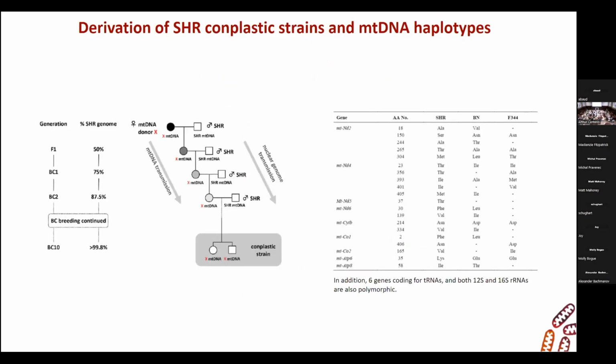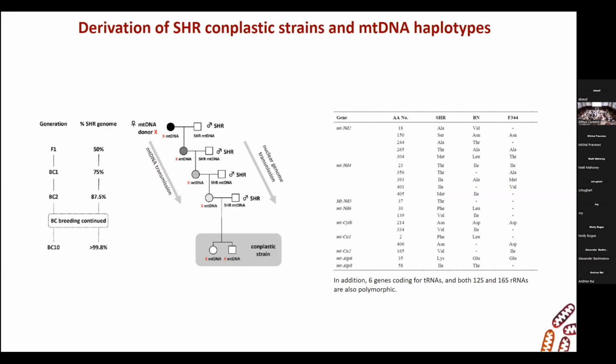This slide shows the derivation of SHR conplastic strains. Since mitochondrial DNA is inherited maternally, female offspring are always crossed to males of the SHR recipient strain in each generation to ensure transfer of the donor strain mitochondrial DNA onto the SHR nuclear genetic background.